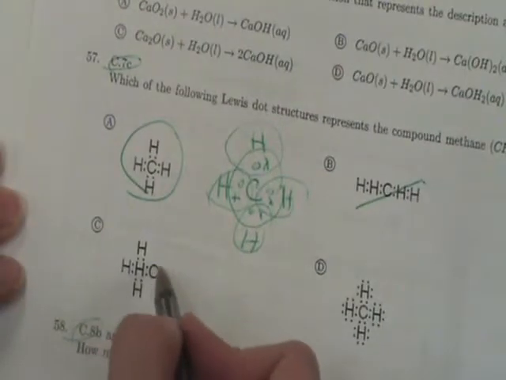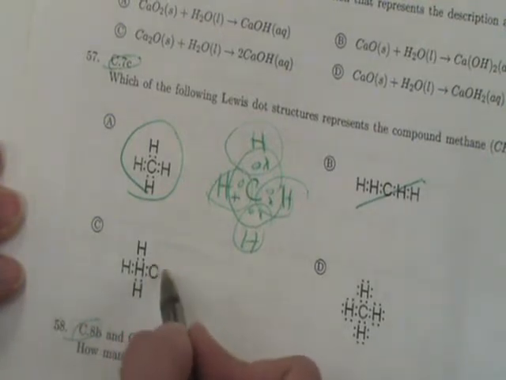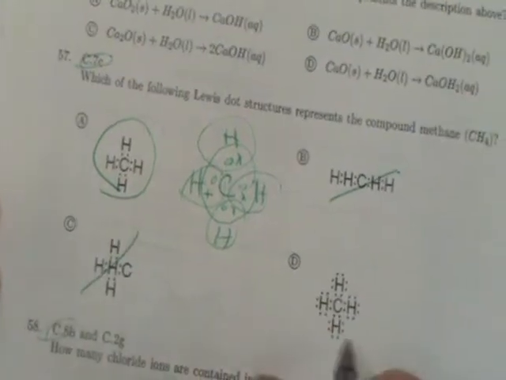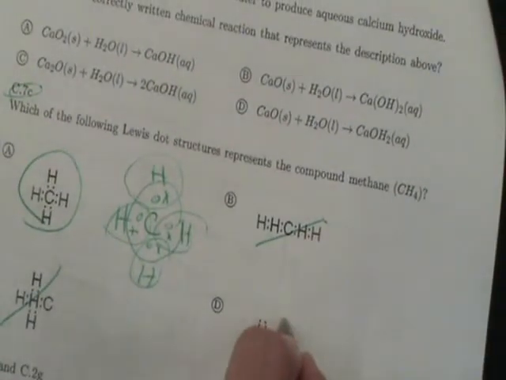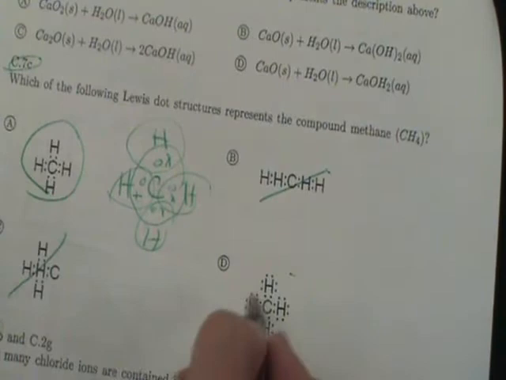This one is wrong because, again, carbon only has 2, and carbon wants to have a total of 8. Hydrogen only wants to have 2. So this one is wrong. And same thing here. Hydrogen only wants to have 2. So this answer choice, D, is incorrect.